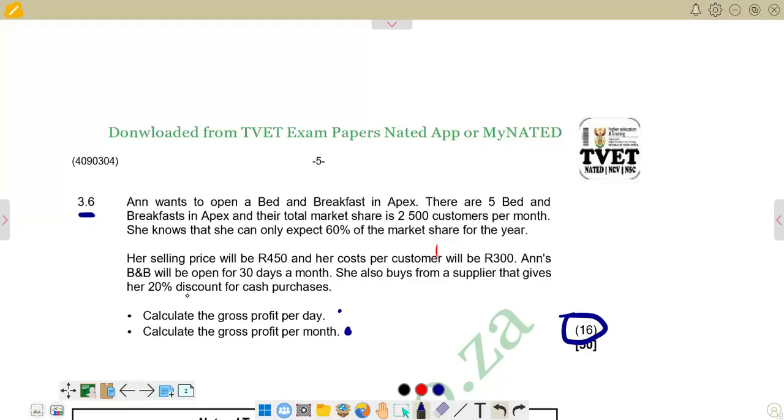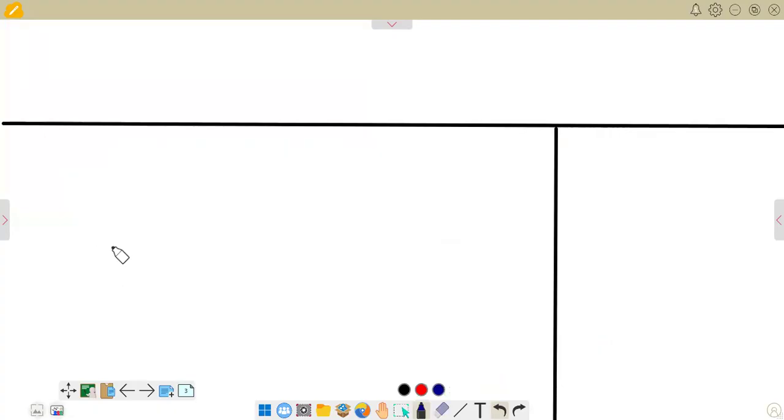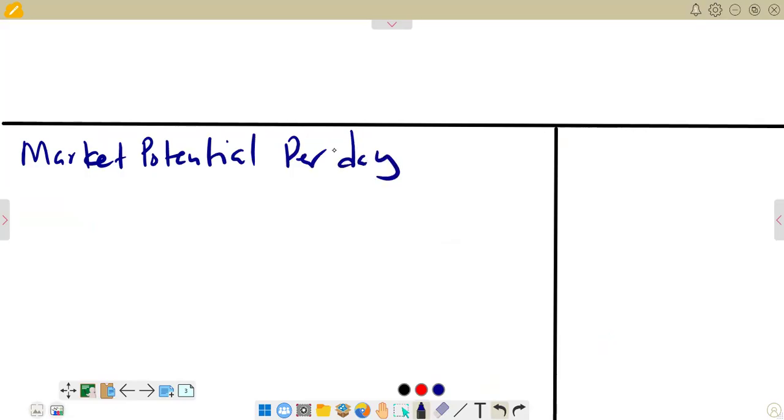Remember, we have a description that she also buys from a supplier that gives a 20% discount for cash purchases. So this is going to be our supply analysis. Then we can go to the category of daily figures. On our answer section, we are going to start with the figure for market potential per day. So we are going to say market potential per day.